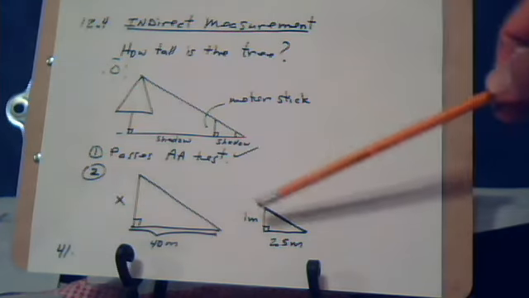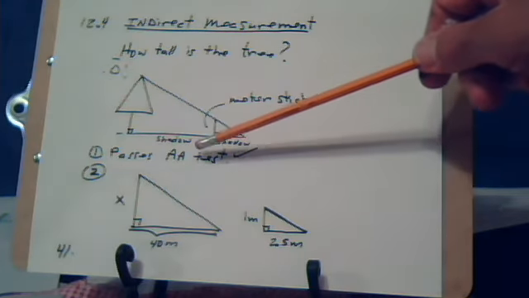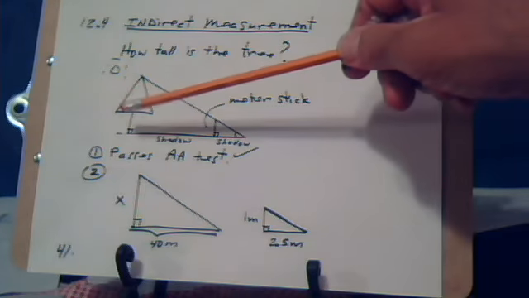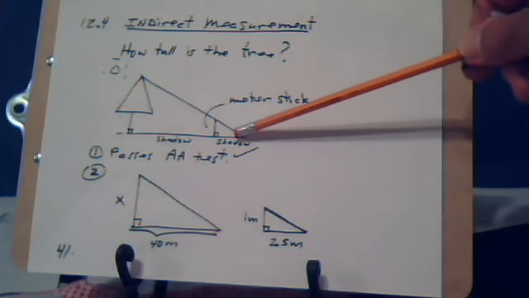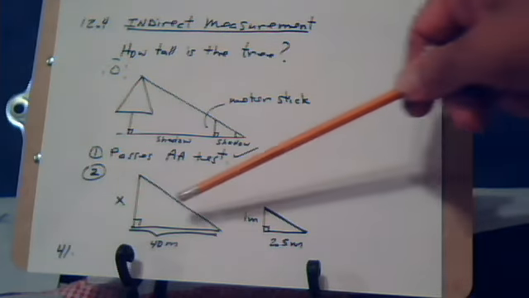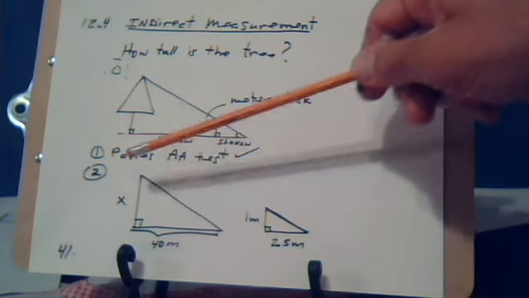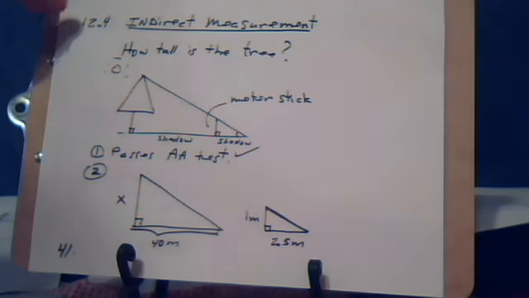Now break them up into two triangles. Notice this passes the AA test. Here's the angle that they have in common. And then both of them have a 90. So it's A, A. So break them up into two triangles. And now you could set up your proportion. x over 40 equals 1 over 2.5. Cross multiply and solve.